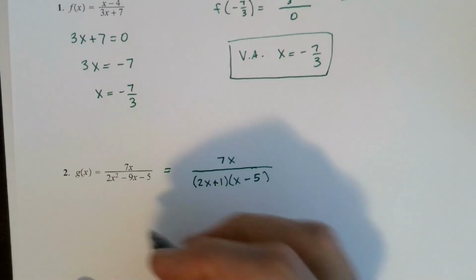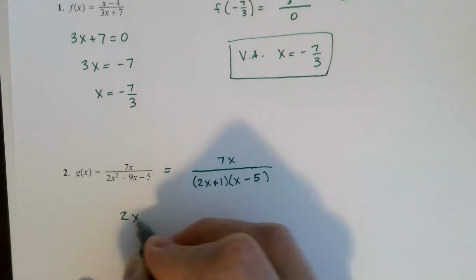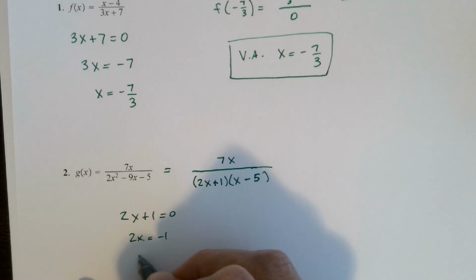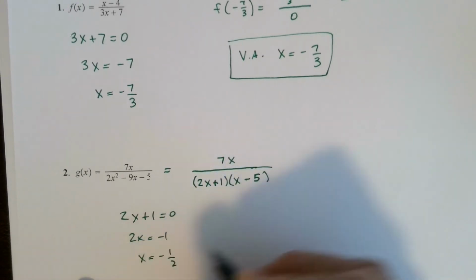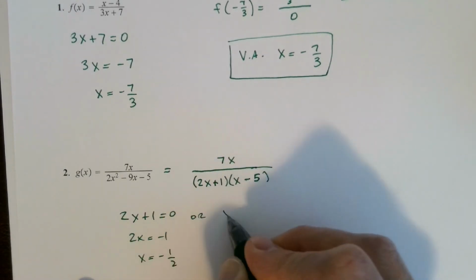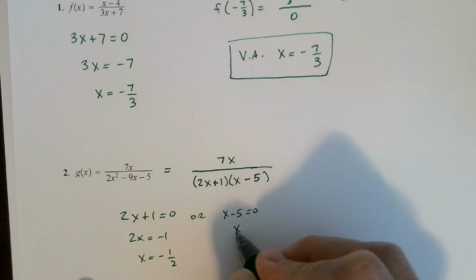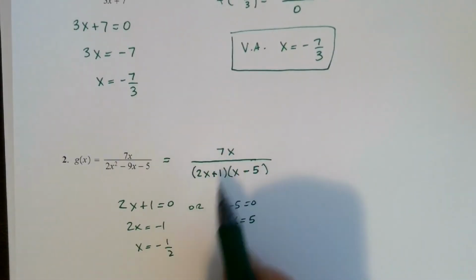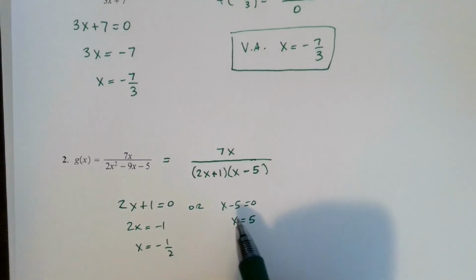And we can tell then what the zeros are. 2x plus 1 equals 0 when 2x is -1, or x is what? -1/2. Or x minus 5 is 0 when x is 5. So these are our two zeros in the denominator. Those are restricted values. These are not in the domain of the function g.